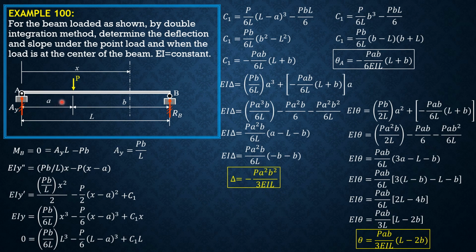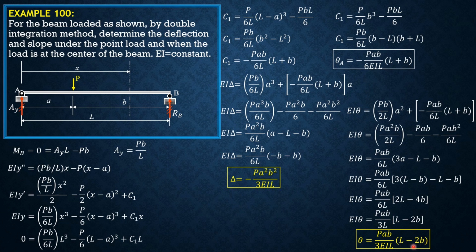Then when the load P is at the center, that means A is L over 2 and B is L over 2. Substitute here and we will call it delta M, the maximum deflection. Of course, when the load P is at the center, the slope would be 0 by symmetry. It will not be shown anymore, although we can verify that it is 0 when B is L over 2 here.